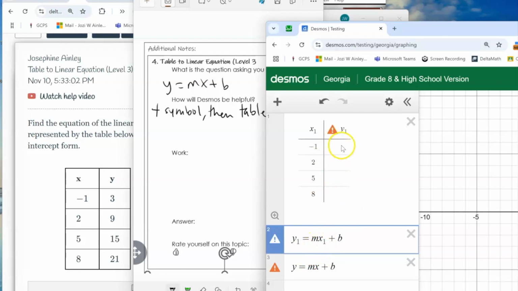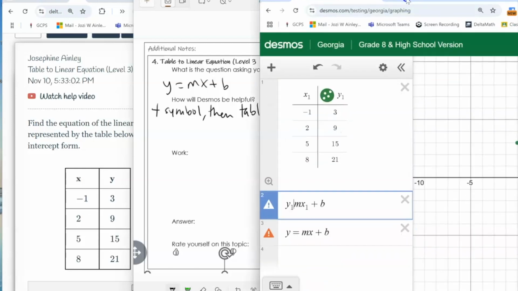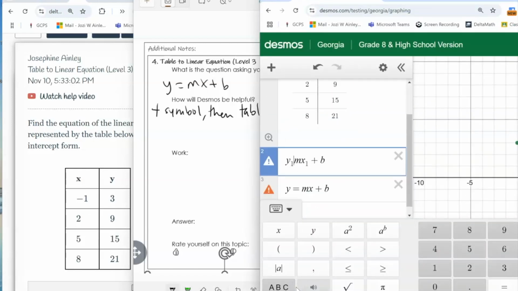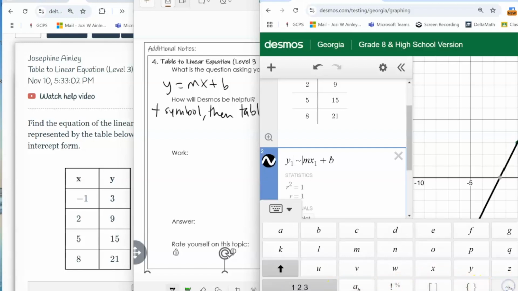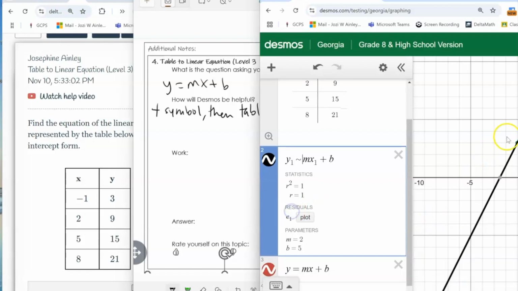As you can see, my y1s have disappeared. There's one more error, and that's that it does not like this equal sign. It prefers you to have that squiggly line. So the squiggly line is shift and right underneath the escape button, or you can press ABC, and on the bottom row right here, there's the squiggly line. As soon as you do that, it appears.